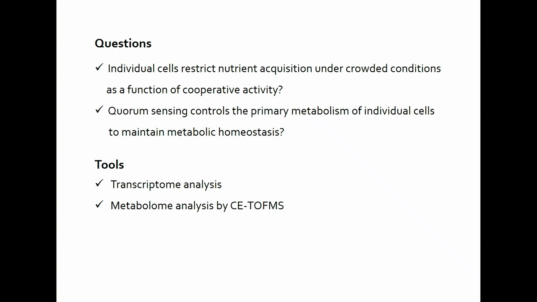One is transcriptome analysis. Everybody does it nowadays. And the other one is metabolomic analysis by CE-TOF mass. CE-TOF mass is capillary electrophoresis TOF mass. Okay, it's very, very different from other types of mass spectral analysis. So CE-TOF mass is a very ideal mass spec tool to analyze hydrophilic compounds.